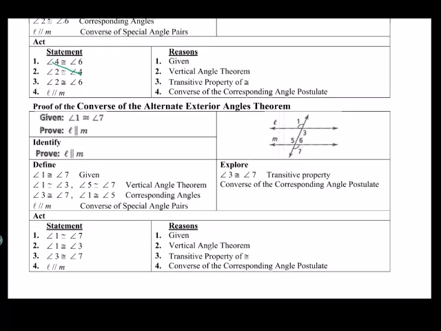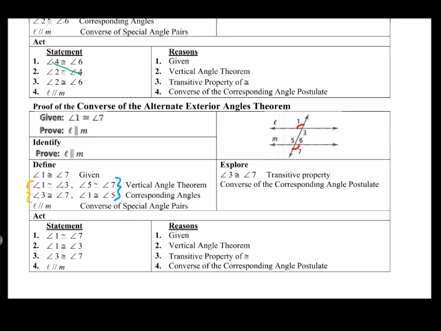It's very much the same for our last proof here, which is the converse of the alternate exterior angle theorem. So we know 1 and 7 are congruent, and we want to prove our lines parallel. Well, how can we connect 1 and 7 with things that we know? Well, we could go 1 and 3, which are vertical angles, because 3 connects to 7 as corresponding angles. So this is one option here. Or we could go angle 5 and 7 are vertical angles, and then 1 and 5 are corresponding angles.